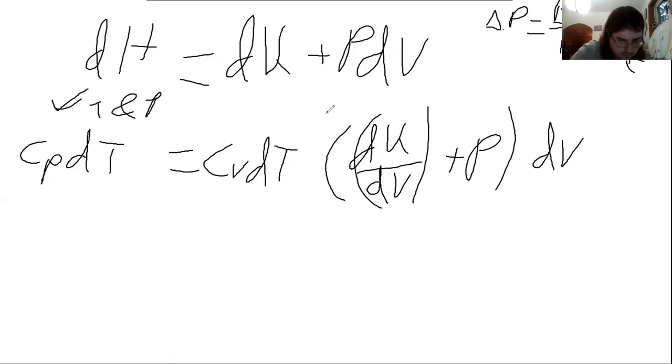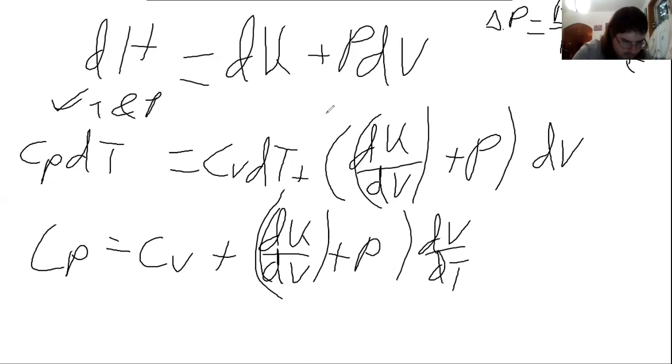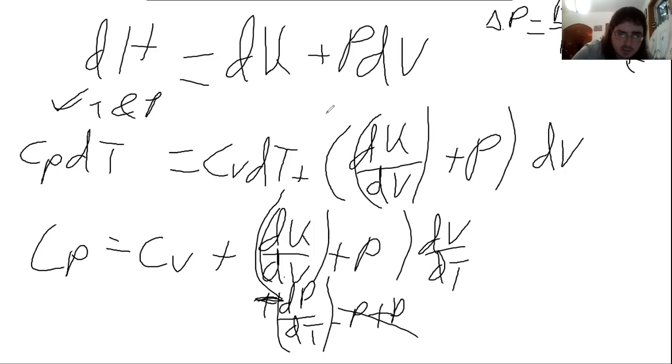Well, if I divide both sides by delta T, we get C sub P equals C sub V plus dU dV, parentheses, dV over dT. This is why I pulled this into there. Now dV over dT, okay, so now I'm going to do the exchange here. So this was equal to T dP dT minus P. So minus P and plus P cancel out, so that whole term drops out. So I have T dP dT times dV dT.